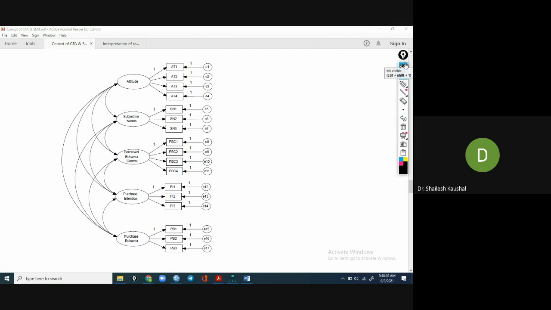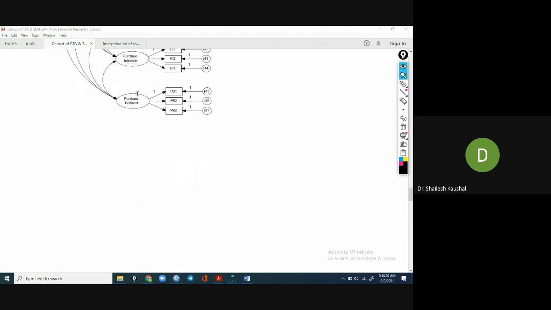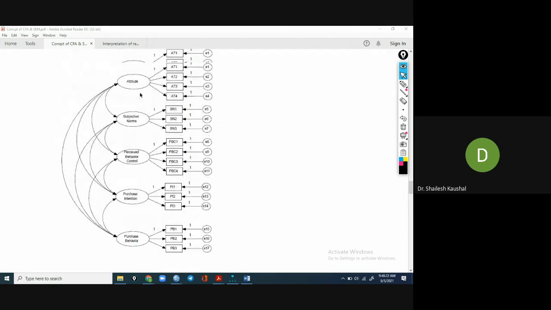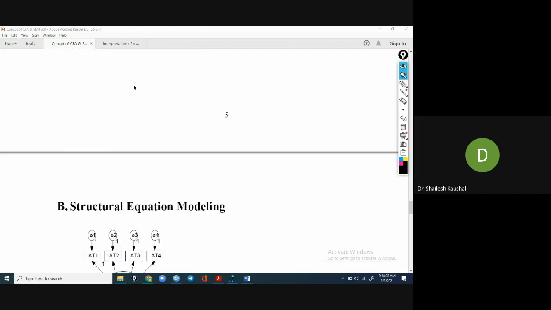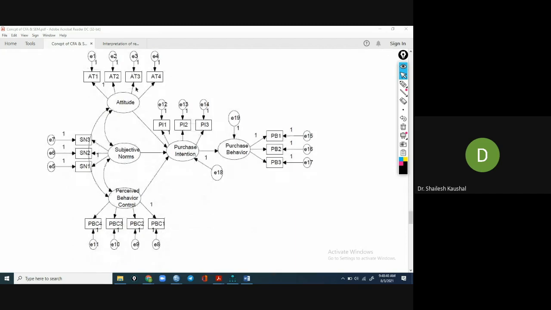All the constructs in a CFA we treat as exogenous constructs. Once we find this measurement model is valid, then in the next stage, stage 5, we specify our model. Specifying our model means we find which one is exogenous and which one is endogenous, and then we specify our model like this.